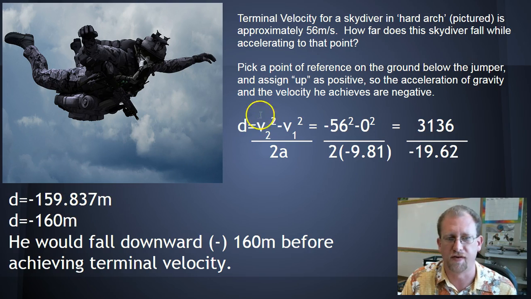So we need to correct for significant digits. I have 2 significant digits up here. I can only have 2 significant digits down here. Okay, so 160 meters. Now notice it's still negative 160 meters because he traveled in a negative direction. He traveled down, closer to the Earth. So he would fall downward 160 meters before achieving terminal velocity.